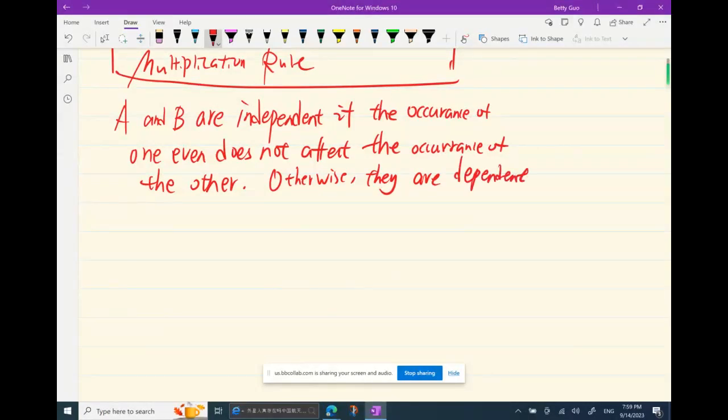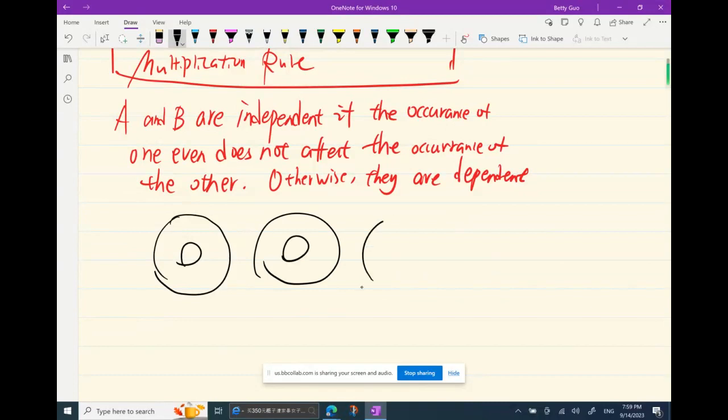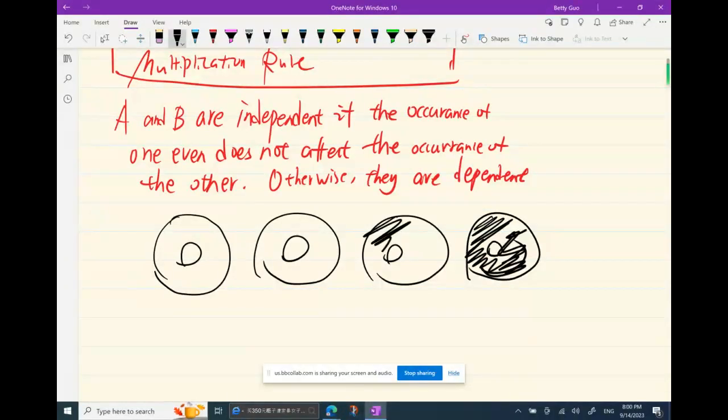Okay. Otherwise, they're dependent. Let me give you an example. I know everybody here likes donuts, right? Let's say you only have 4 donuts, and let's say you love chocolate, and this one is chocolate. How about 2 chocolate donuts? The other 2 are other flavors.